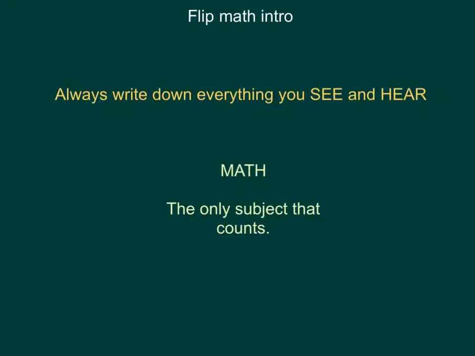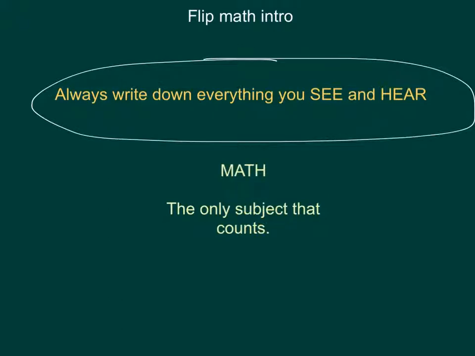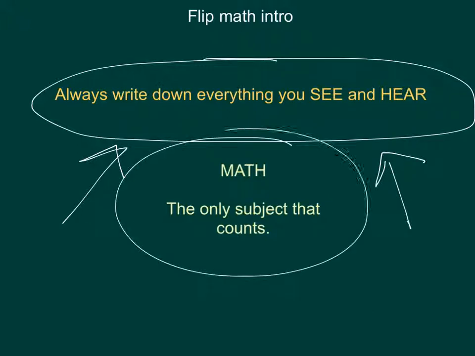So this is where we're going to look at and talk about some Flip Math procedures that you're going to need to be successful in this program. So the first thing to remember is that you always write down everything you see and hear. So if I circle something, if I put an arrow, if I write words, whatever I say or I hear, you need to write it down. You don't necessarily need to write it down word for word. You might improvise, you may just jot down some notes for yourself, but you really want to make sure that you are paying attention to what is being said and what is being written.